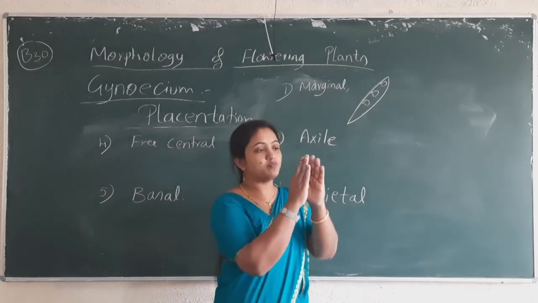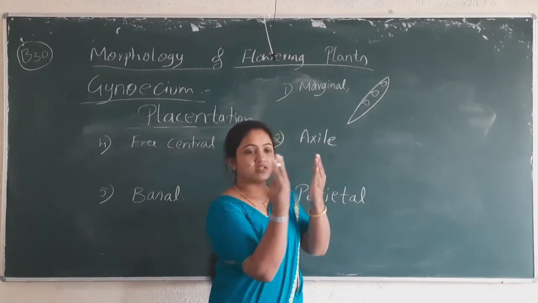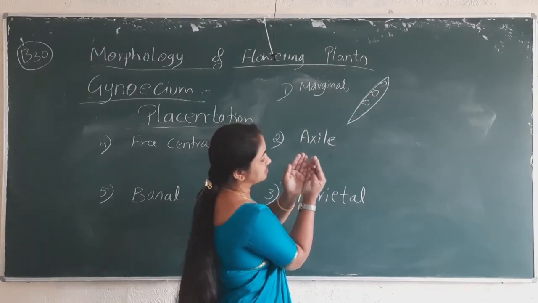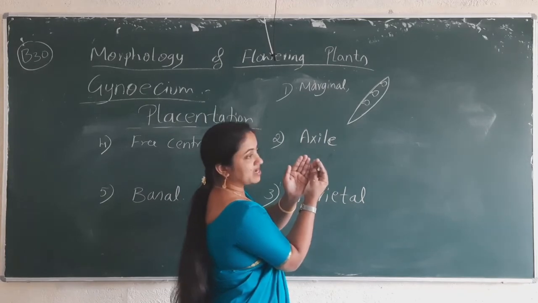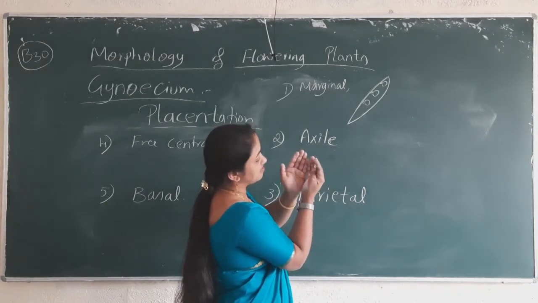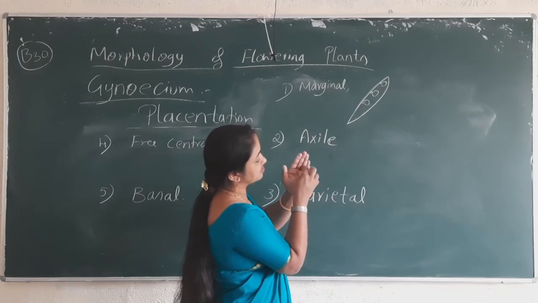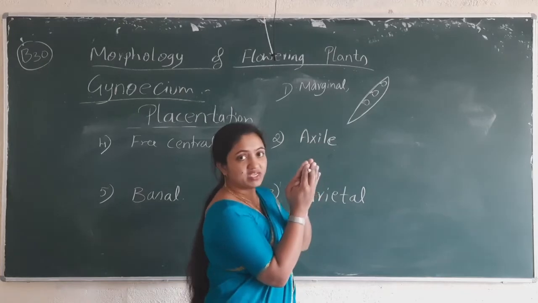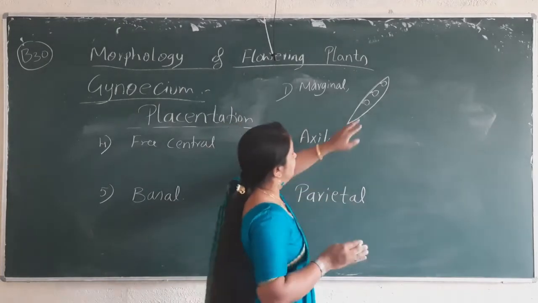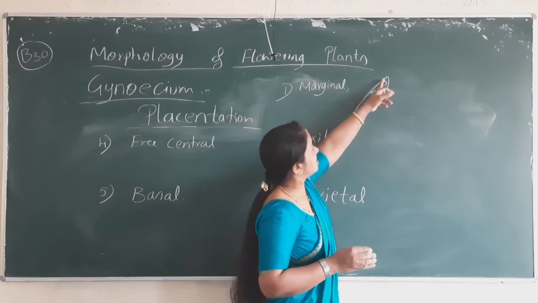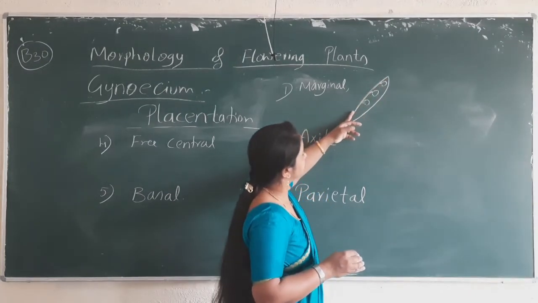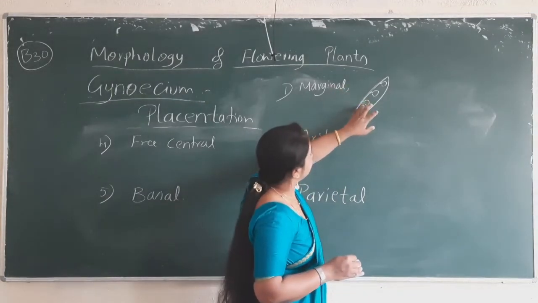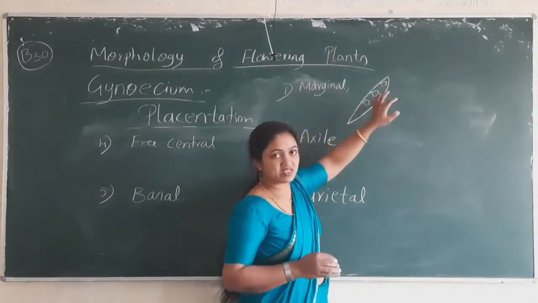If you open the pod at the central position, some of the seeds remain attached to this half pod. So what does it mean? It means the seeds are attached to the marginal position of the fruit. That's why they have given the name marginal placentation.